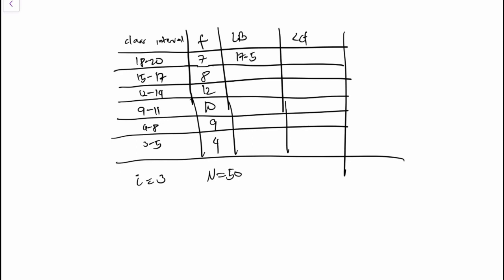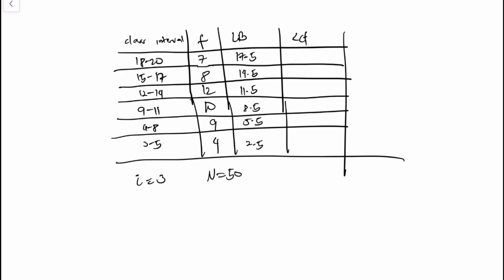15 minus 0.5 is 14.5. 12 minus 0.5 is 11.5. 9 minus 0.5 is 8.5. And 6 minus 0.5 is 5.5. And 3 minus 0.5 is 2.5.